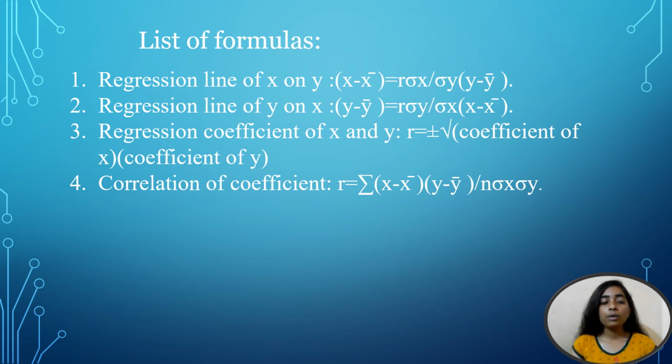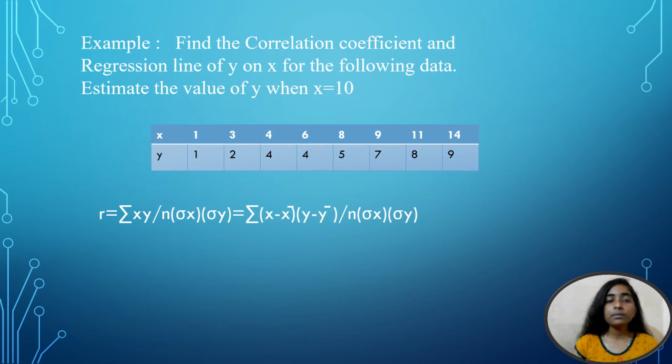Next, the correlation coefficient: r equals the summation of (x minus x bar) into (y minus y bar), divided by n into sigma x into sigma y. Example: find the correlation coefficient and regression line of y on x for the following data, and estimate the value of y when x is equal to 10.